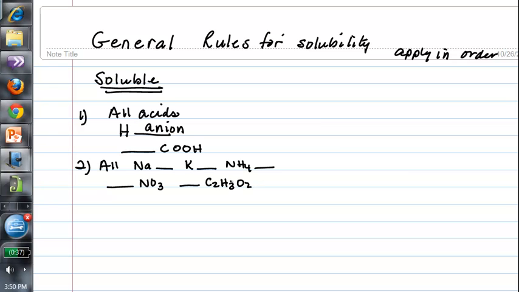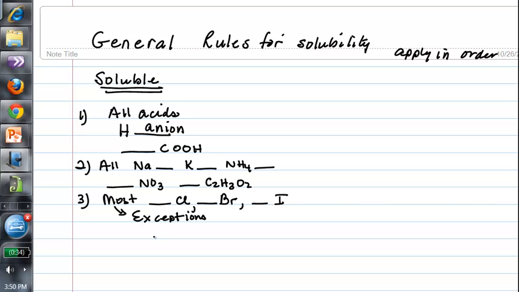In fact, you will see a lot of drugs that are sodium something or potassium something because most of those compounds are soluble. The rest of the rules are not all rules, but they are most rules. The next rule is that most compounds that end with chlorine, with bromine, or with iodine are soluble. But because this is a most rule, there are some exceptions.